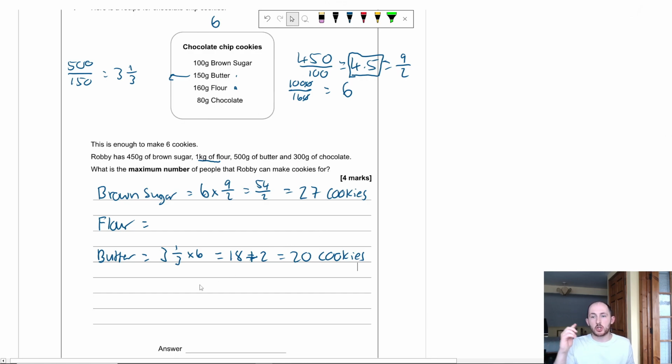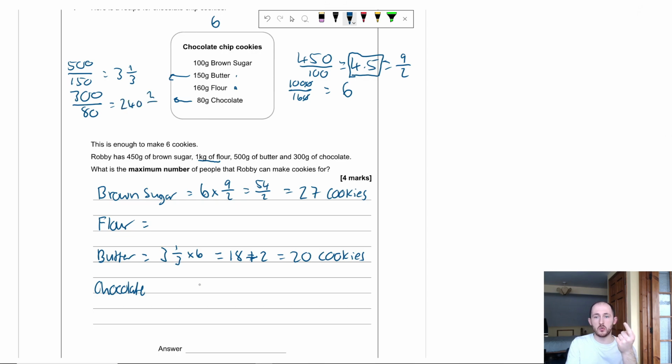Cool. Now with chocolate, alright, let's have a look at chocolate, shall we? We have 300 grams of chocolate. And 300 over 80, well again, 80, 160, 240, so that would be 240, and that would actually be 2/3. Sorry, not 240. That should be 3 2/3. Okay. And now, again, this is my minimum still.